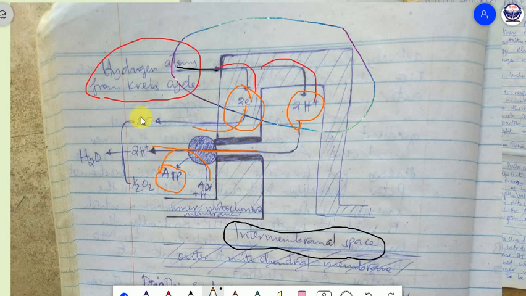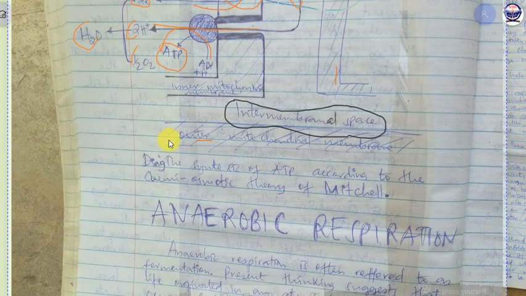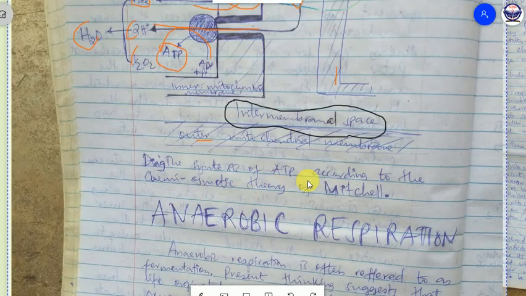Kwa unaona, we combine then electron, hydrogen, oxygen, we are forming water. This is the outer mitochondrial membrane. Na hivi ndivyo ambavyo process inakuwa inatokea. This is how the actual process ya electron transport chain inakuwa inatokea. So this is the synthesis of ATP according to the Chemiosmotic Theory of Mitchell.